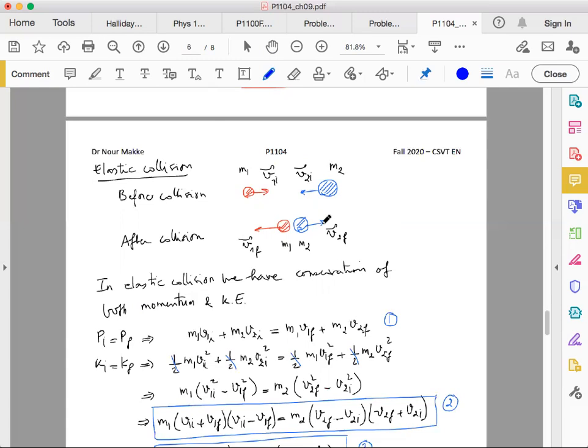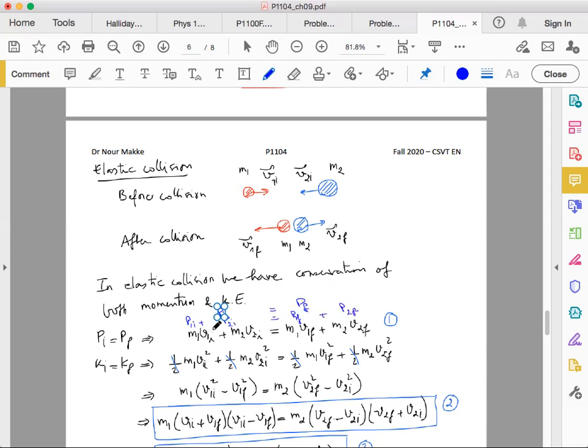So this is why we are going to apply the conservation of linear momentum and kinetic energy. So let's start with the first one. Conservation of linear momentum says m1 v1i plus m2 v2i is equal to m1 v1f plus m2 v2f. So P initial, meaning the P of the system initial, is equal to the P of the system in the final state. And so we can write P1 initial plus P2 initial is equal to P1 final plus P2 final.